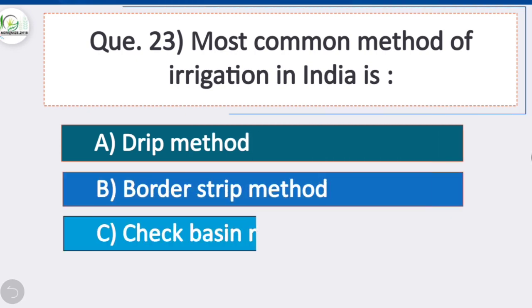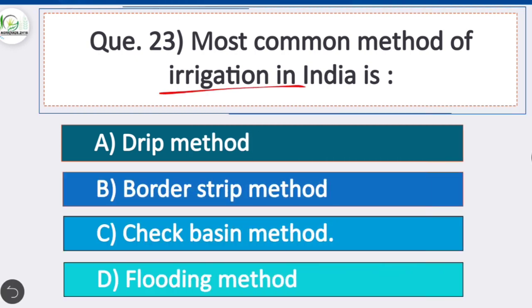Next question, question number 23. Most common method for irrigation in India is, option C is correct, checked basin method. The most common method of irrigation in India is checked basin method.